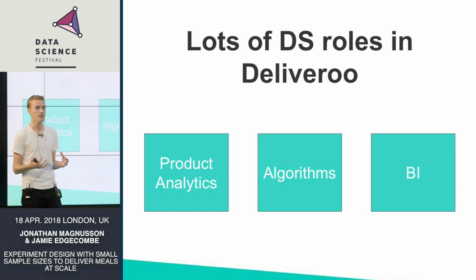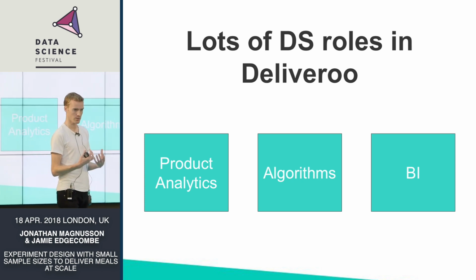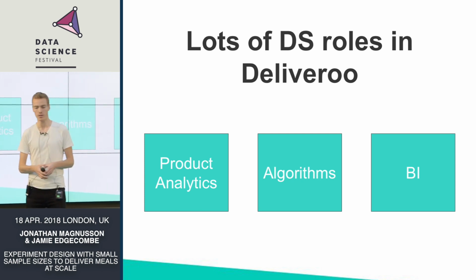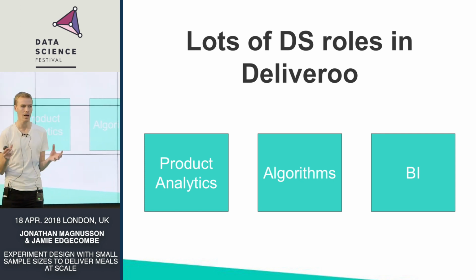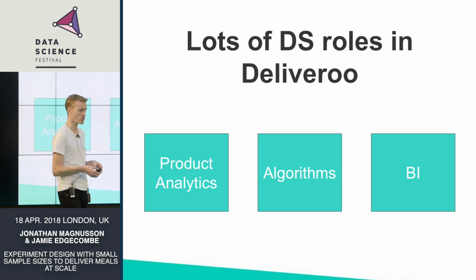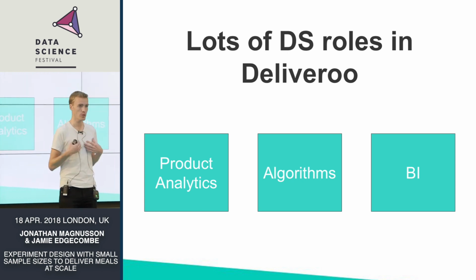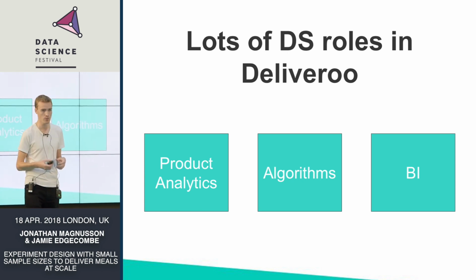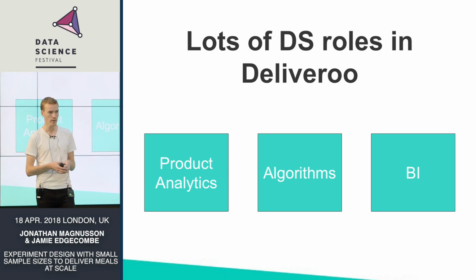And at the core of the company is really data and data science. And we kind of have 3 different legs of our data science organization. Product analytics, which me and Jamie represent. So we're going to show you some examples of what we do within that space soon.